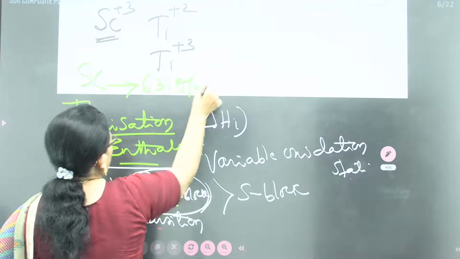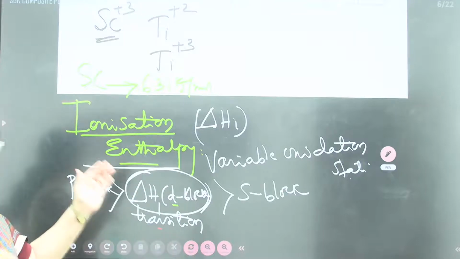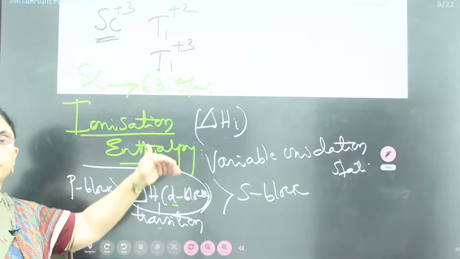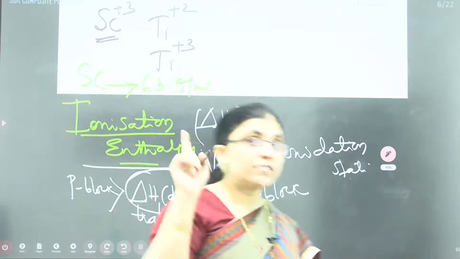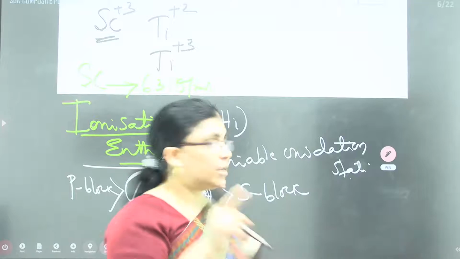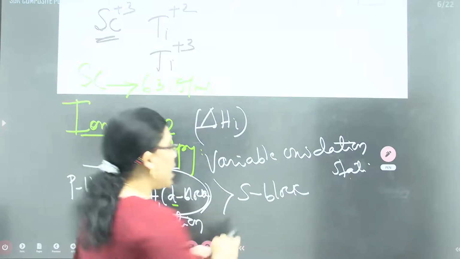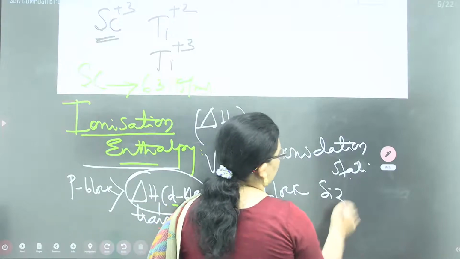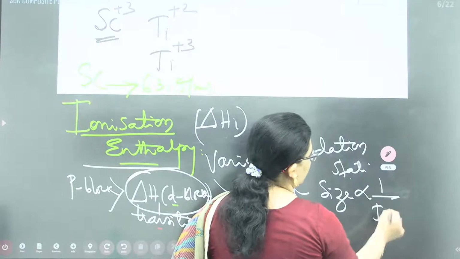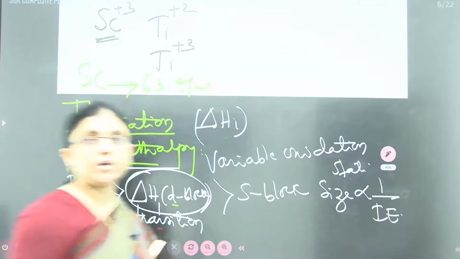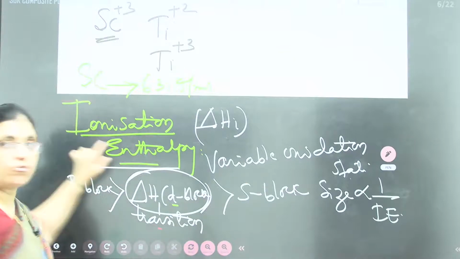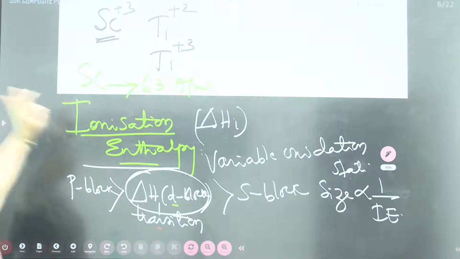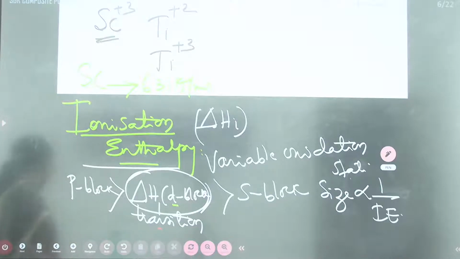631 kilojoule per mole. Whereas, as we said, across the period up to chromium we are going to get the same atomic size. Remember here, size and ionization enthalpy are always inversely proportional. This is the simplest way to understand the d block elements. That's why scandium is 631.